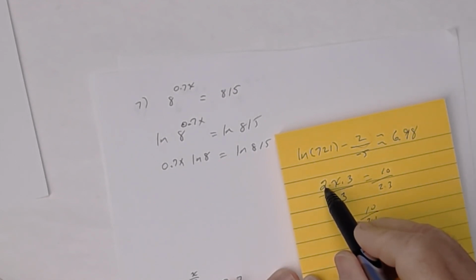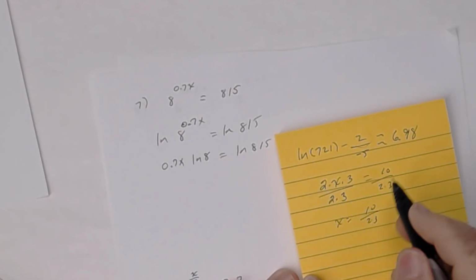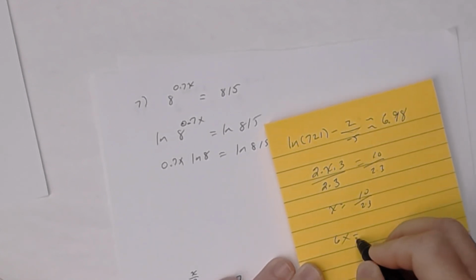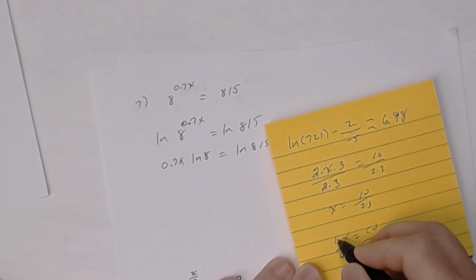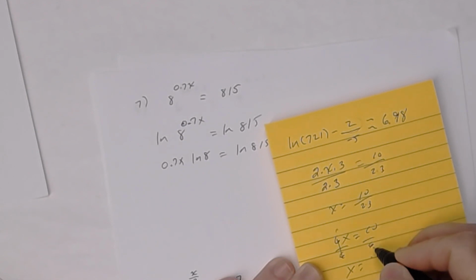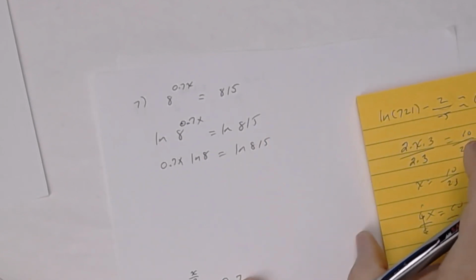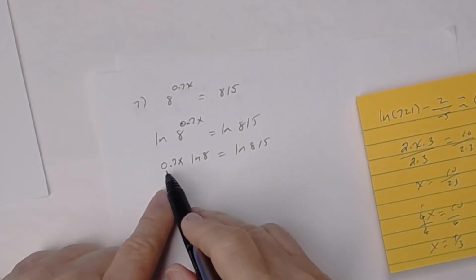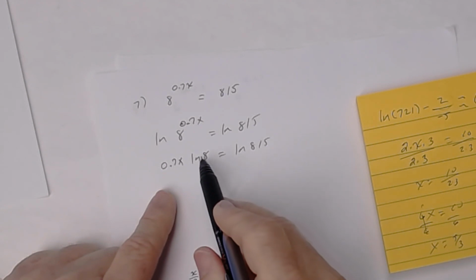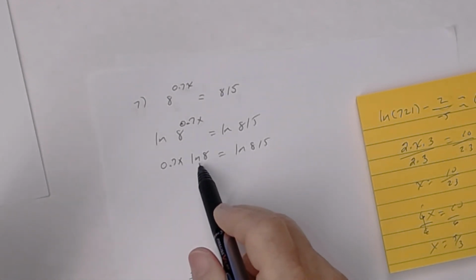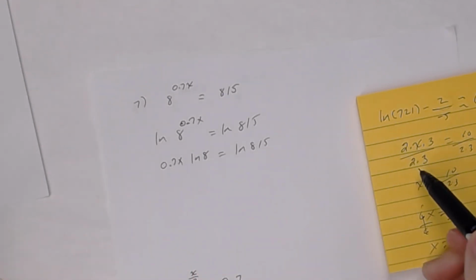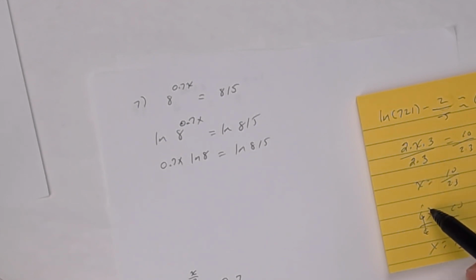Or you could have just noticed that 2 times 3 is 6, right? So you could have said 6x equals 10 and divide both sides by 6. Does not matter. 10/6, which is reduced, is going to be 5/3. All right. The point here is this, though. 0.7 times the natural log of 8 is not a whole number like 2 times 3 is. 2 times 3 is 6.